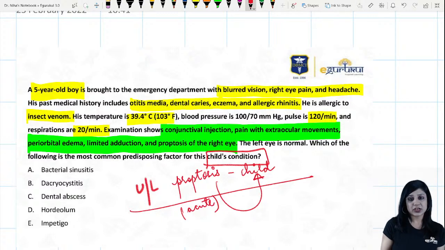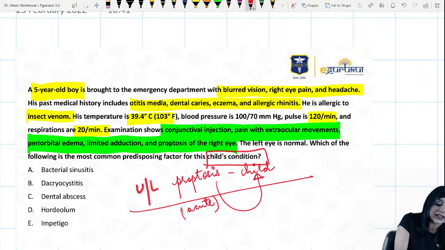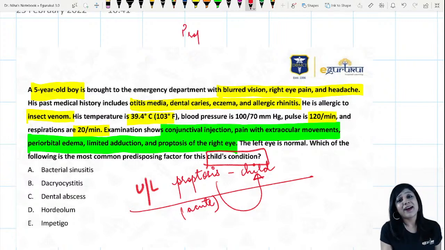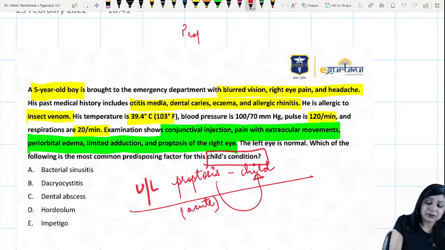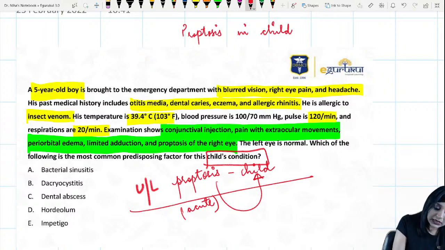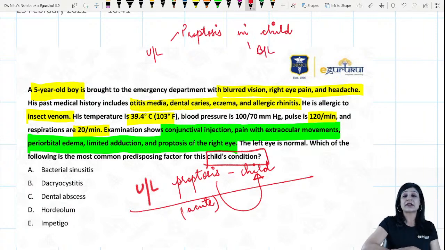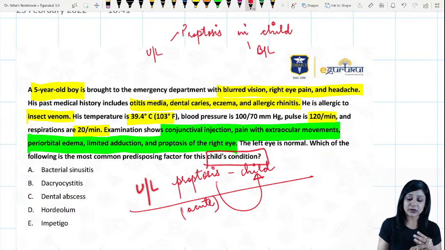So my first question is, what is the most common cause of unilateral proptosis in a child? And people are giving me the right answer. Avinash, no, I am talking about unilateral proptosis. If I am talking of proptosis in a child, I have two options. It can be unilateral or it can be bilateral.